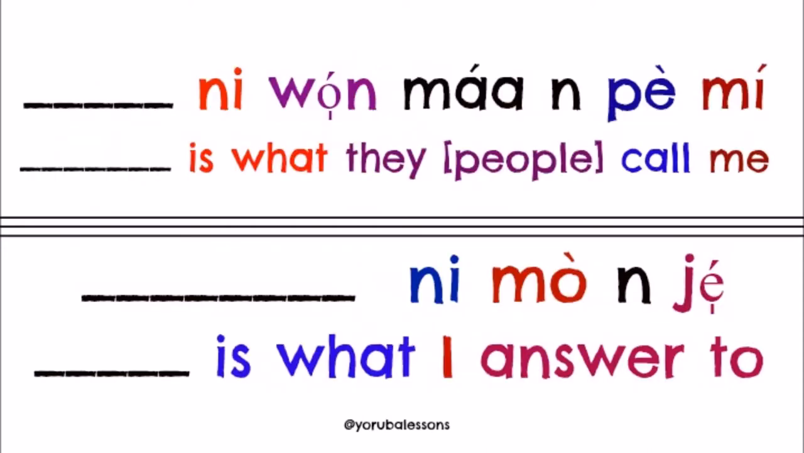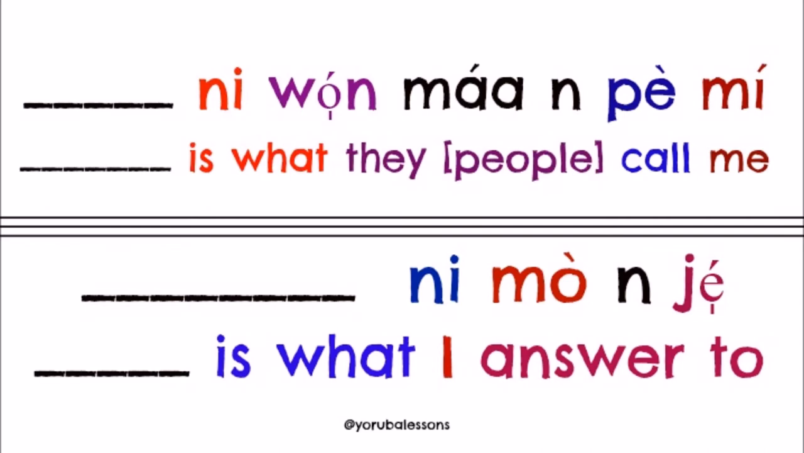Another way of saying what your name is, and most especially a nickname, is, you know, people say Dash is what they call me. So it might not be your name, it would be like a nickname or an alias that people call you. So let's say your name is Fela and people call you Baba 70 for short, or as a nickname, it would be Dash ni won ma npe mi. Dash is what they call me. So in that case it would be Baba 70 ni won ma npe mi. They call me Baba 70, or Baba 70 is what they call me.